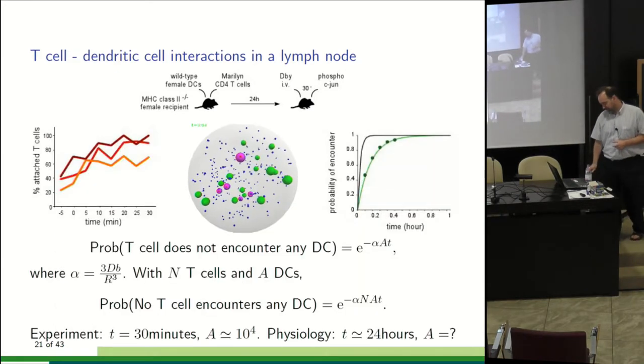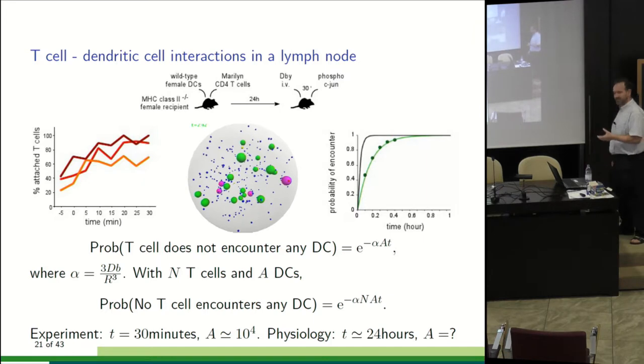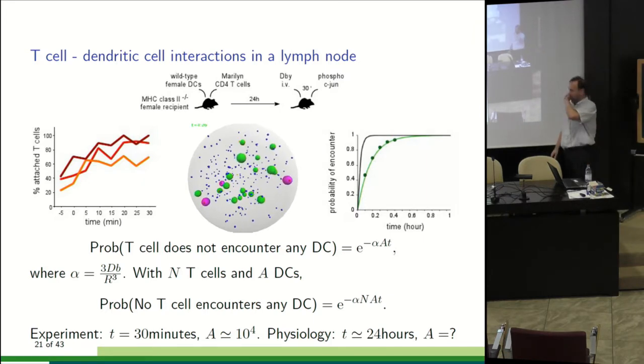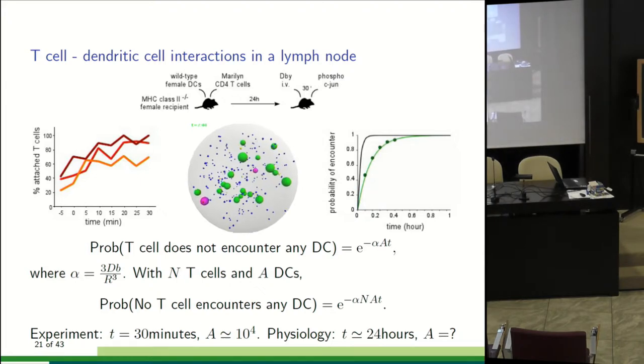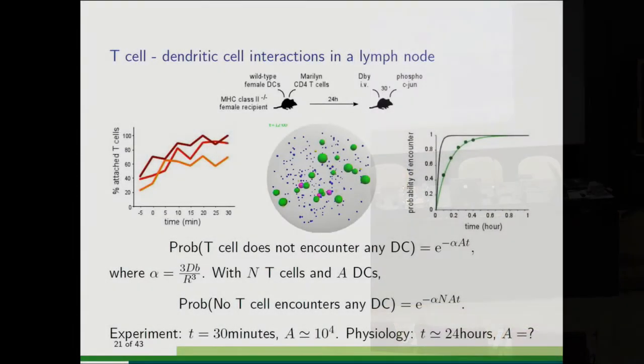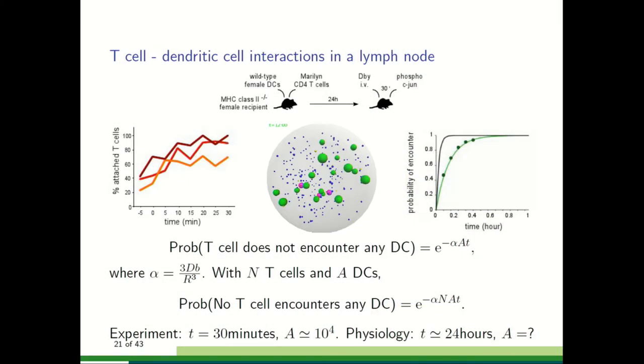Okay, so let's go back to our simple BS calculation. We've got a time scale. It was R cubed over 3 dB, so now I'm going to have a rate, which is 3 dB over R cubed. And I'm going to make a further simplification, which is that the probability of not encountering anything before time t is e to the minus alpha t. So I'm assuming that the probability density is exponential, which is another approximation.